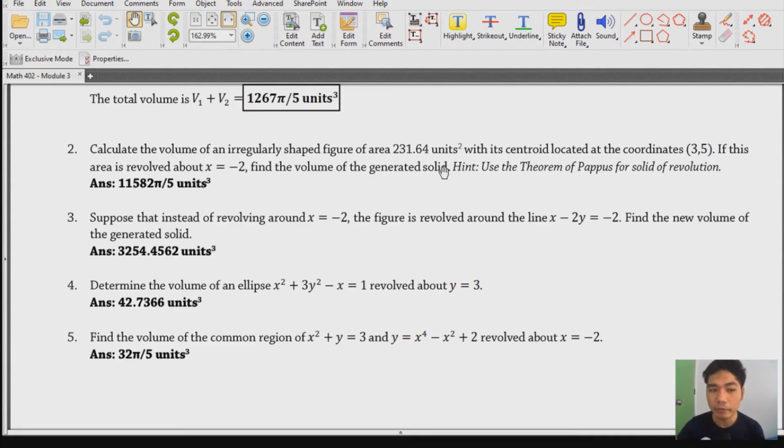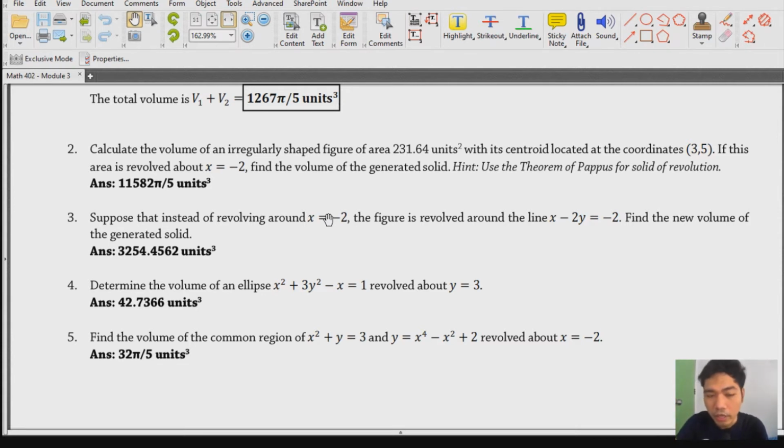Now let me read the problem for number 4. We need to determine the volume of an ellipse that is x squared plus 3y squared minus x equal to 1, revolved about y is equal to 3. So you can always try to draw the figure, and you can manually draw it, or you can use, let's say, an application.